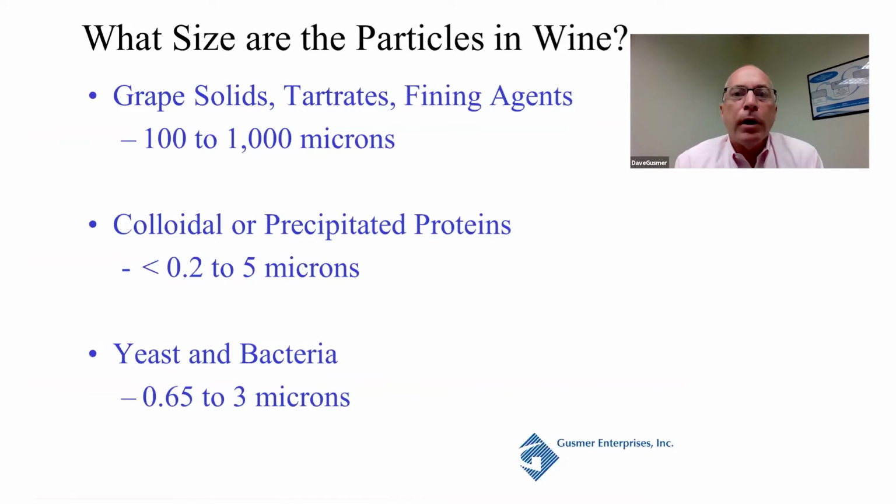Let's talk about what we are trying to remove. What are these particles that are in the wine? You have your grape solids, tartrates, fining agents. They're about 100 to 1,000 microns in size. You have your colloidal or precipitated proteins. They're about 0.2 to 5. Then you have your yeast and bacteria, 0.65 to 3 microns. Bacteria, as you know, is going to be at that 0.65 micron level. Yeast is slightly larger, closer to 3.